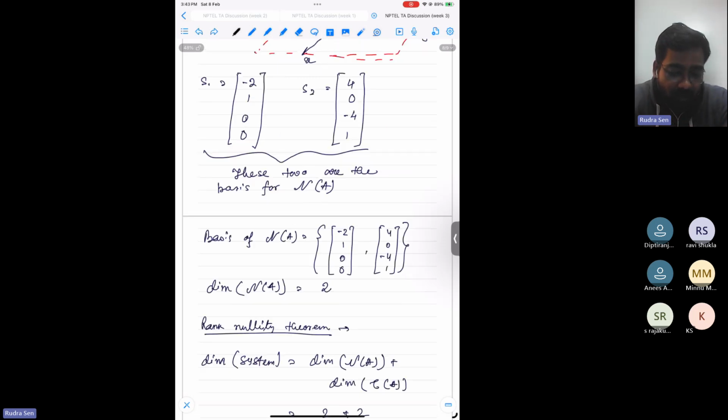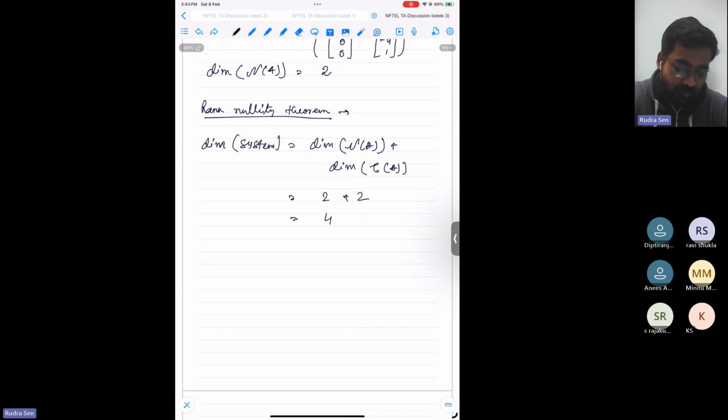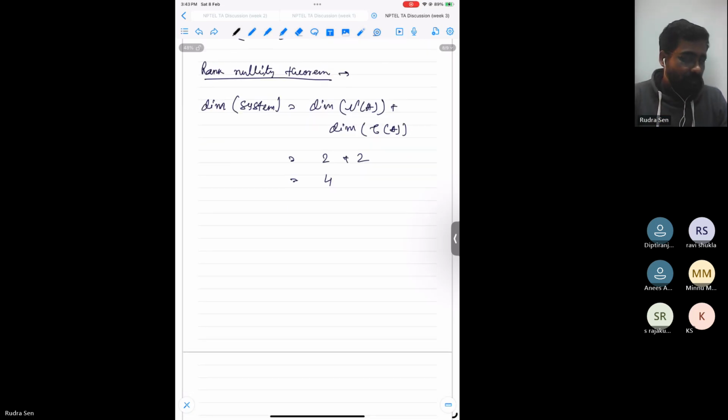So when we talk about the dimension of the system, that means in total how many variables we are dealing with to solve this set of equations. So the dimension of the system is the dimension of the null space plus the dimension of the column space. So here the rank-nullity theorem is satisfied. I hope up to that point everything is clear to all of you, right?